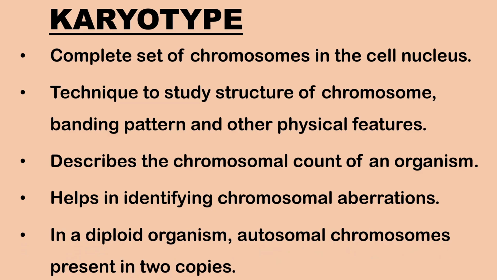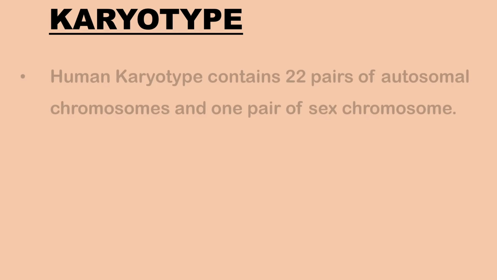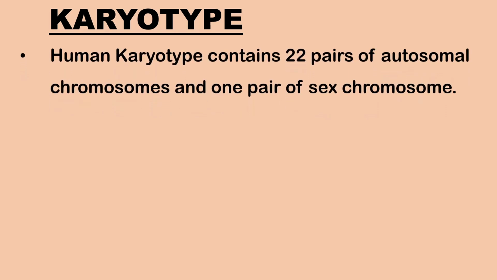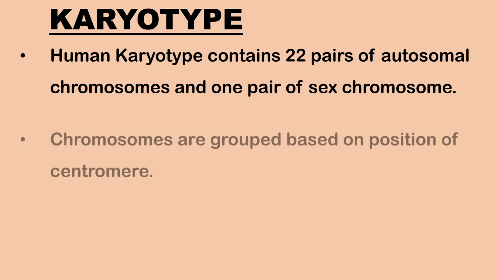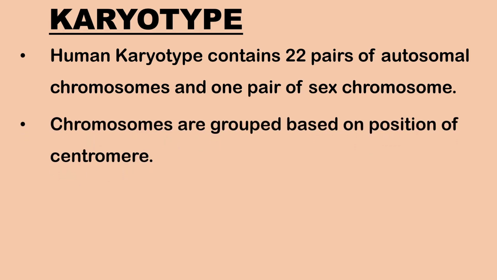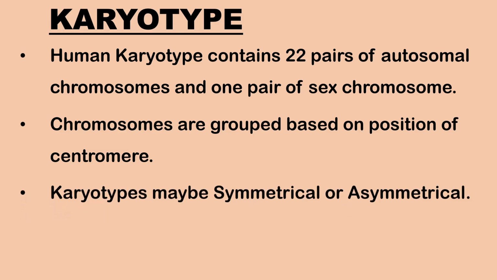In a diploid organism, autosomal chromosomes are present in two copies. Human karyotype contains 22 pairs of autosomal chromosomes and one pair of sex chromosomes. In a karyotype, chromosomes are grouped based on the position of centromere. Karyotypes of different organisms can be classified into two groups, symmetrical and asymmetrical karyotype.